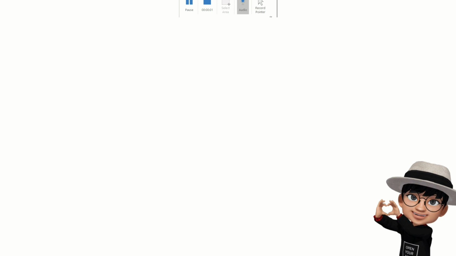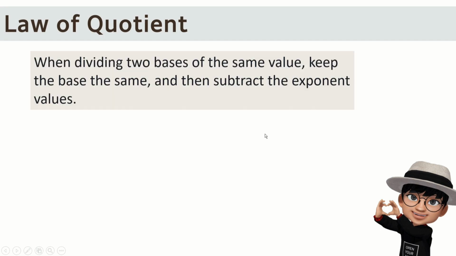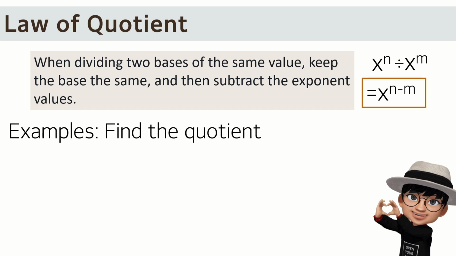Now let's proceed with law of exponent number 2. The law of exponent number 2 is called the law of quotient. It states that when dividing two bases of the same value, keep the base the same and then subtract the exponent values. That is x raised to n divided by x raised to m is simply x raised to n minus m. So for example, we're going to find the quotient of a raised to 6 divided by a raised to 4.